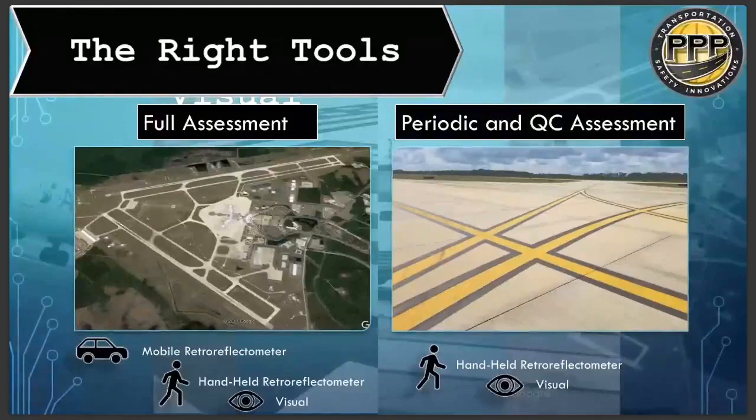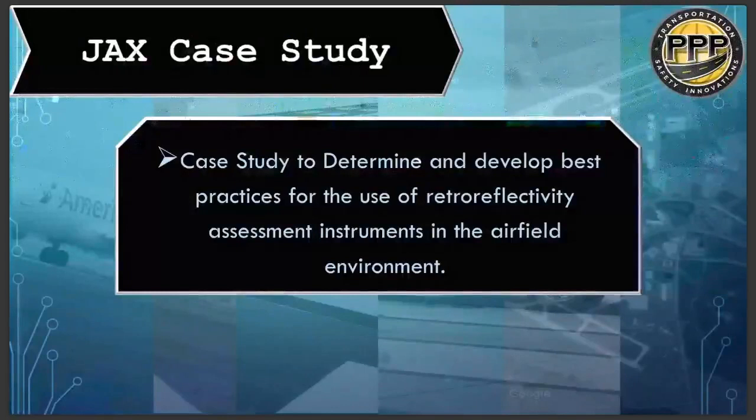All right. Real good. Okay, so this is the Jacksonville case study. This is Jacksonville International Airport. The case study really initially was started in 2017 and was to determine and develop the best practices of use of retroreflectivity assessment instruments in the airfield.